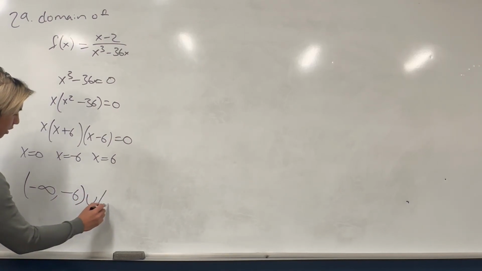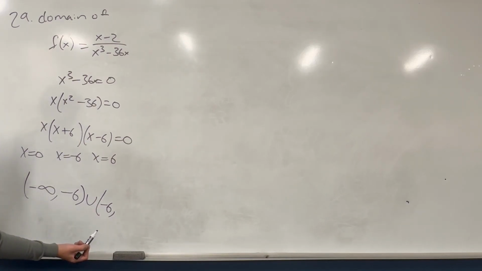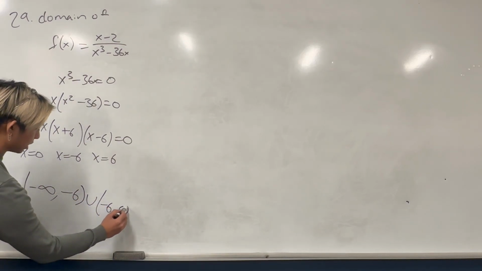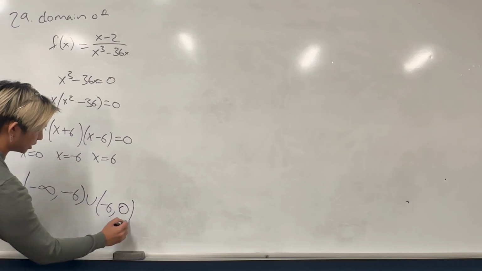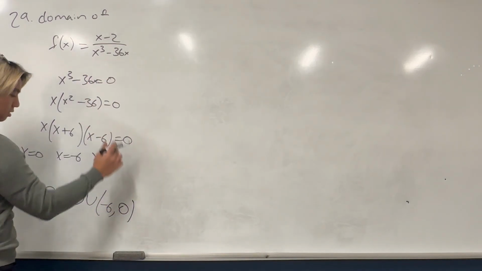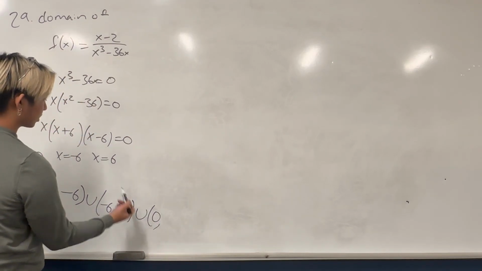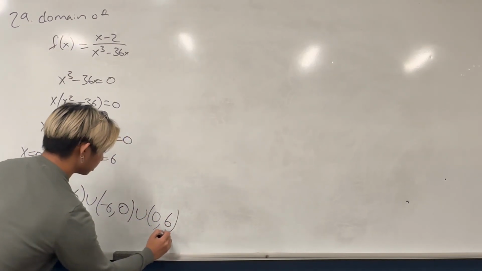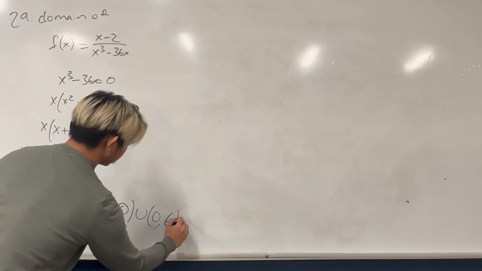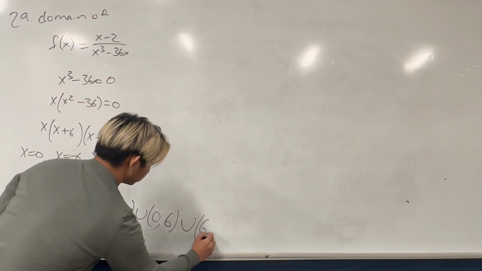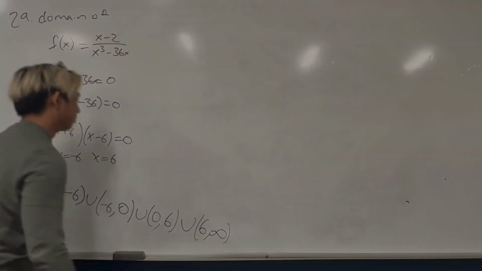Union, negative 6 to what now? To 0. Again, this is going to be a parenthesis because we can't have 0 here. So union, 0 to what now? To 6. Same thing, parenthesis. You get the gist now. 6 to infinity. Boom.